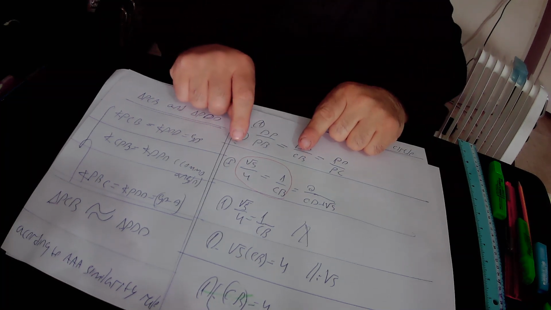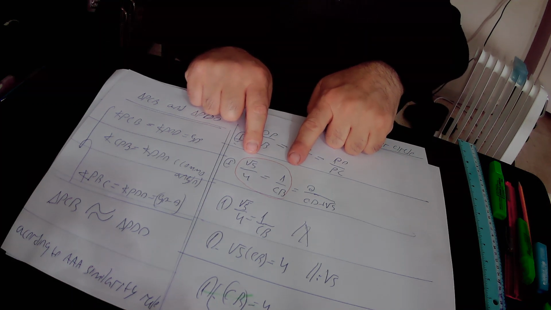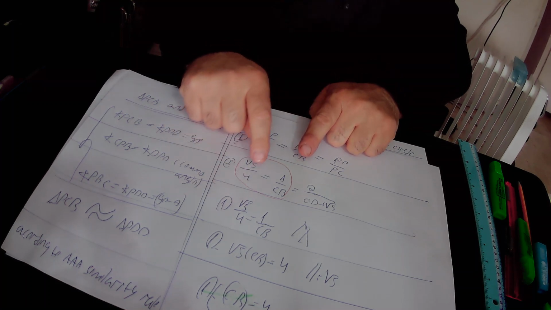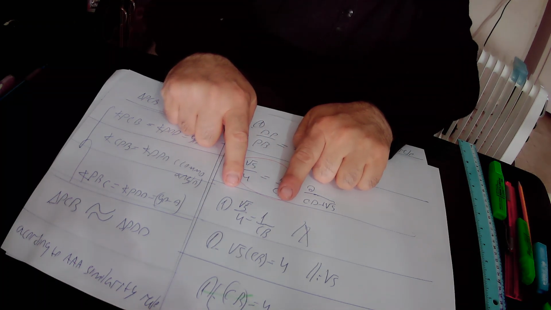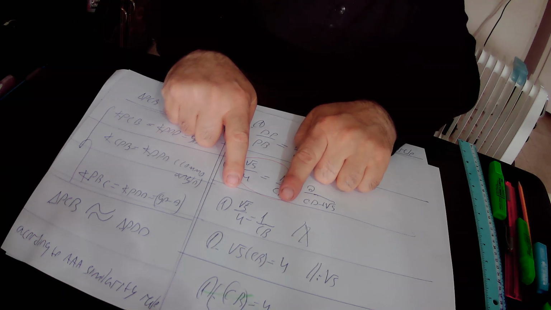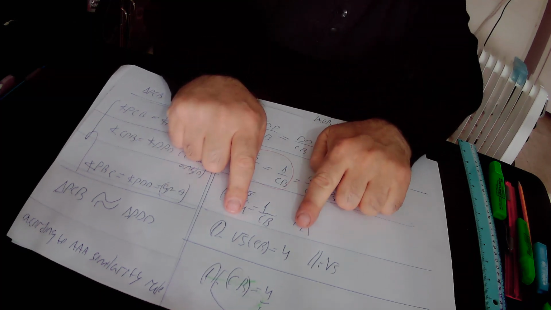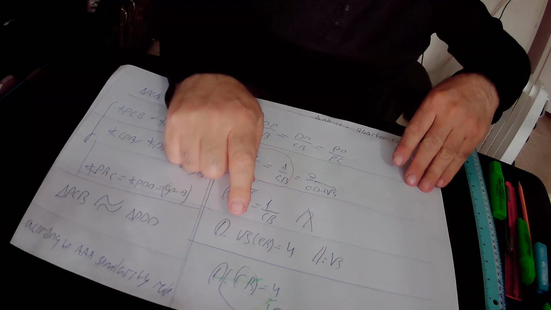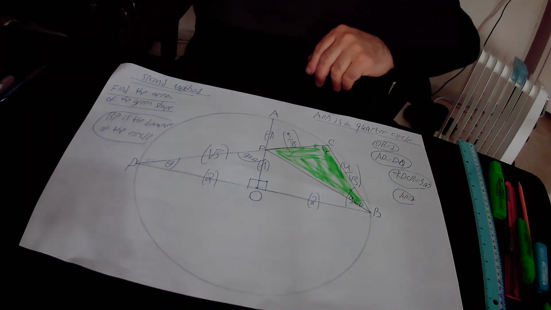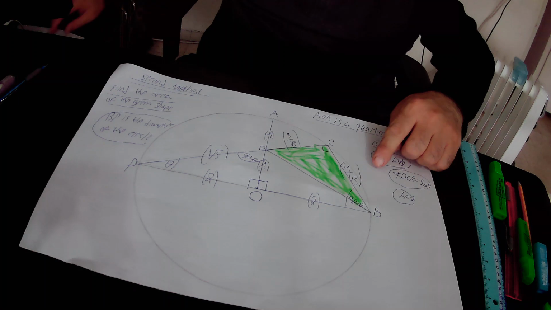So we have here the equation. Those two expressions are equal to each other, so we get equation 1. According to equation 1, square root of 5 over 4 equals 1 over CB. We multiply and find that square root of 5 times CB equals 4. Dividing by square root of 5, the missing side CB equals 4 over square root of 5 units.